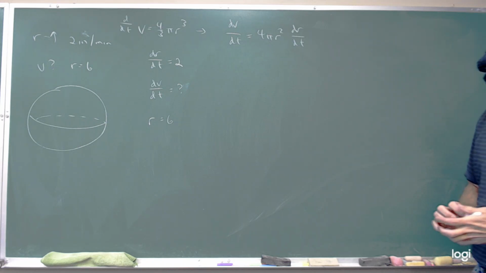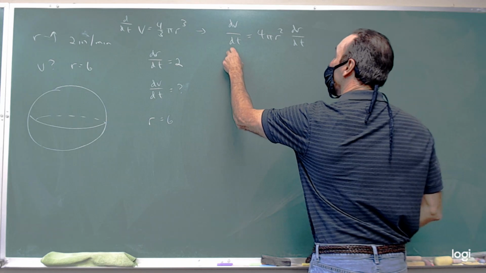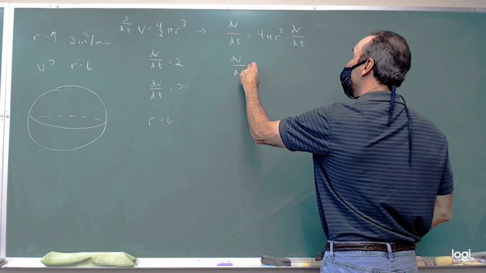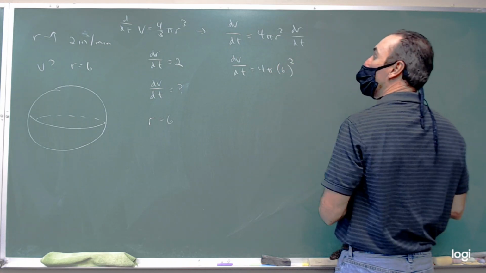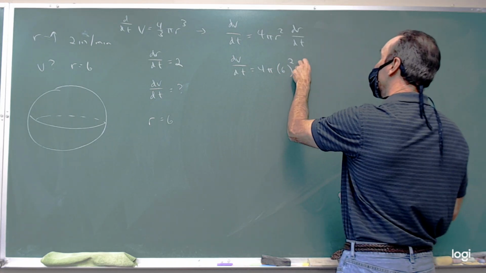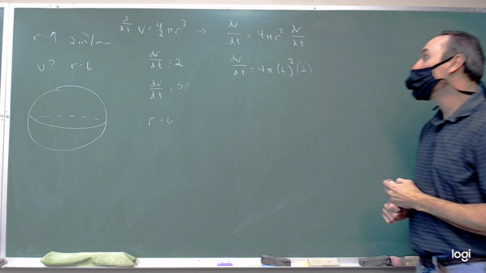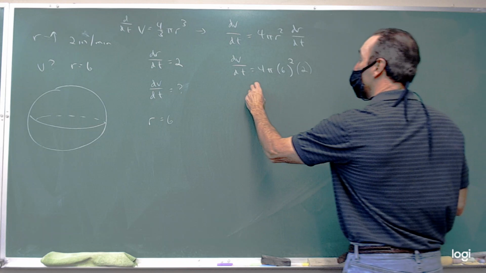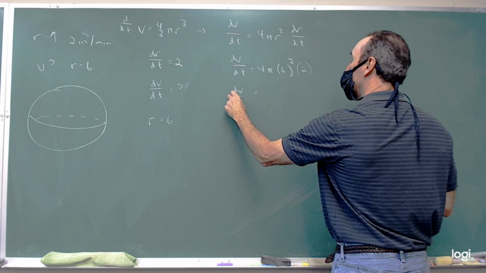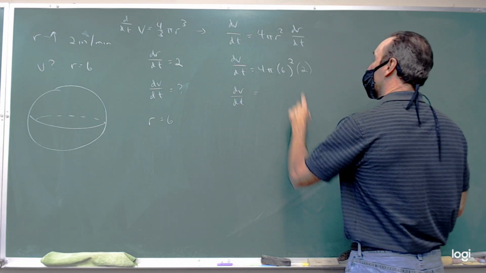Now we can plug in 6 and 2. Okay, so we're looking for dV/dt, and we said the radius was 6, and the dr/dt we said was 2. And so we become human calculators. So 6 squared is 36.